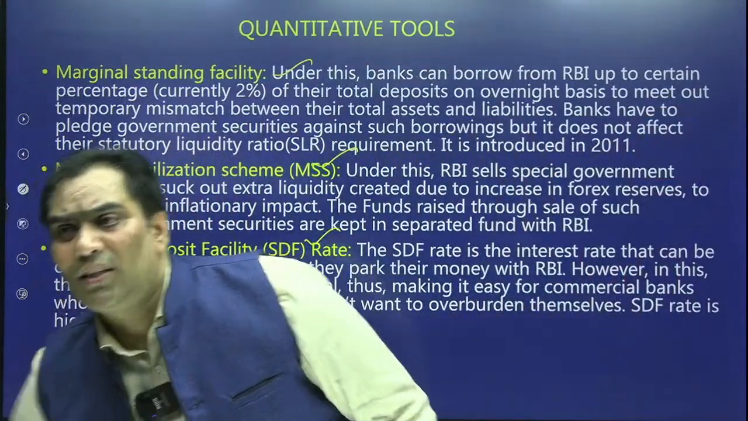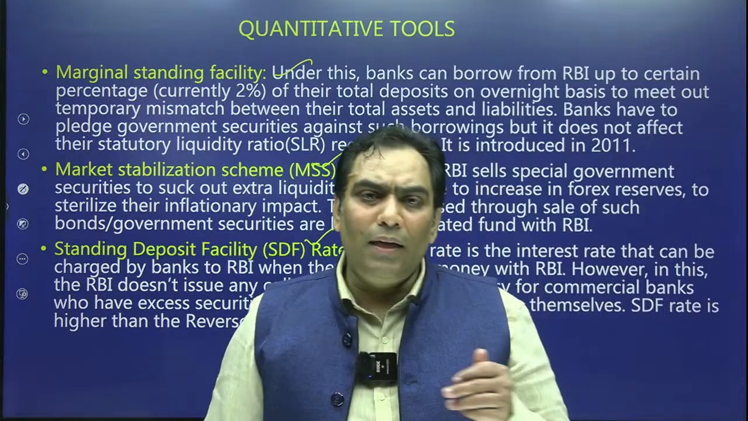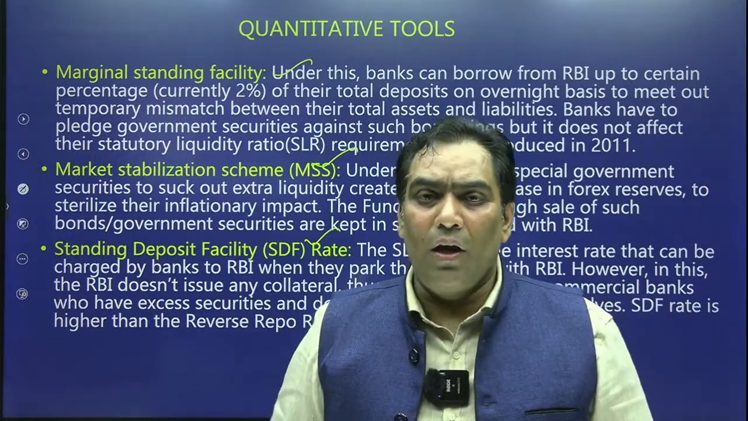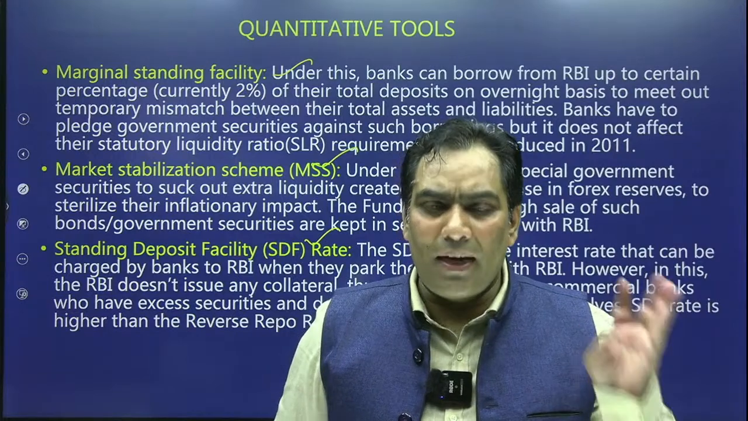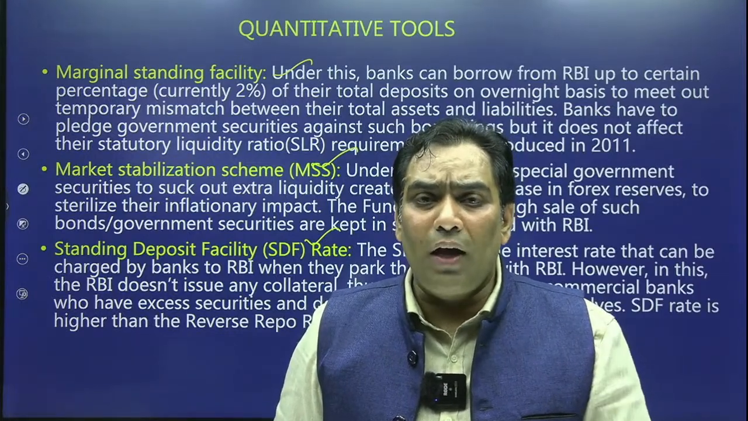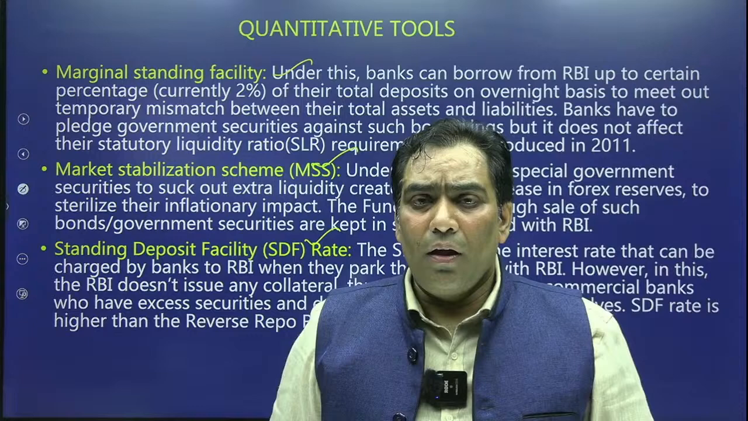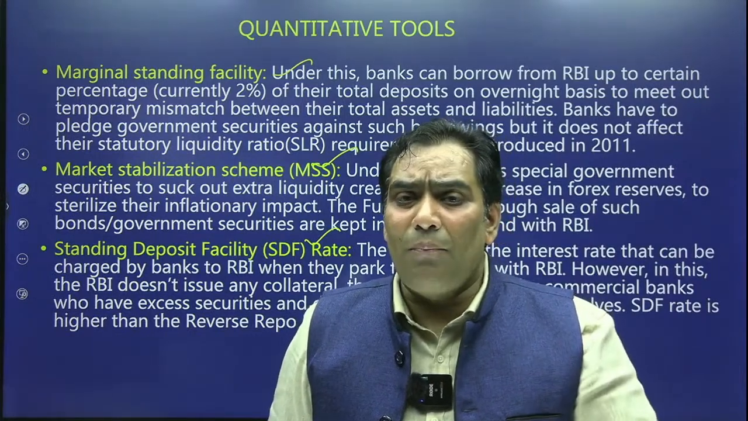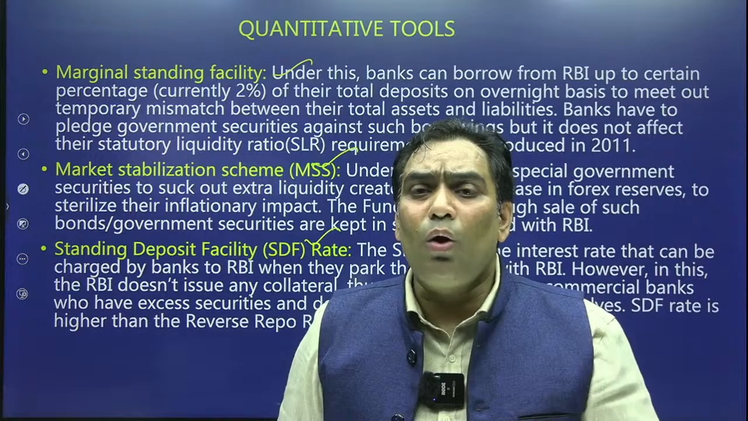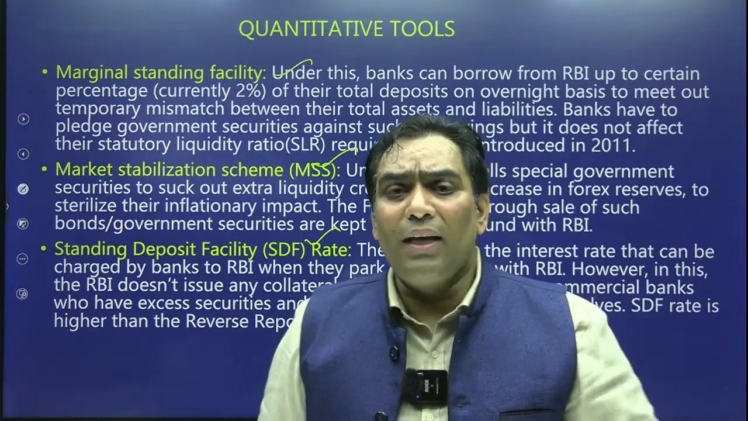Another one is the marginal standing facility. What is the meaning of marginal standing facility? Under the marginal standing facility rate, commercial banks can take loans up to 2% of their total deposits if there is any mismatch between their total assets and total liability, by pledging government security with RBI. And when they pledge the government security with RBI, that is not going to reduce their requirement of SLR. So that is the marginal standing facility.